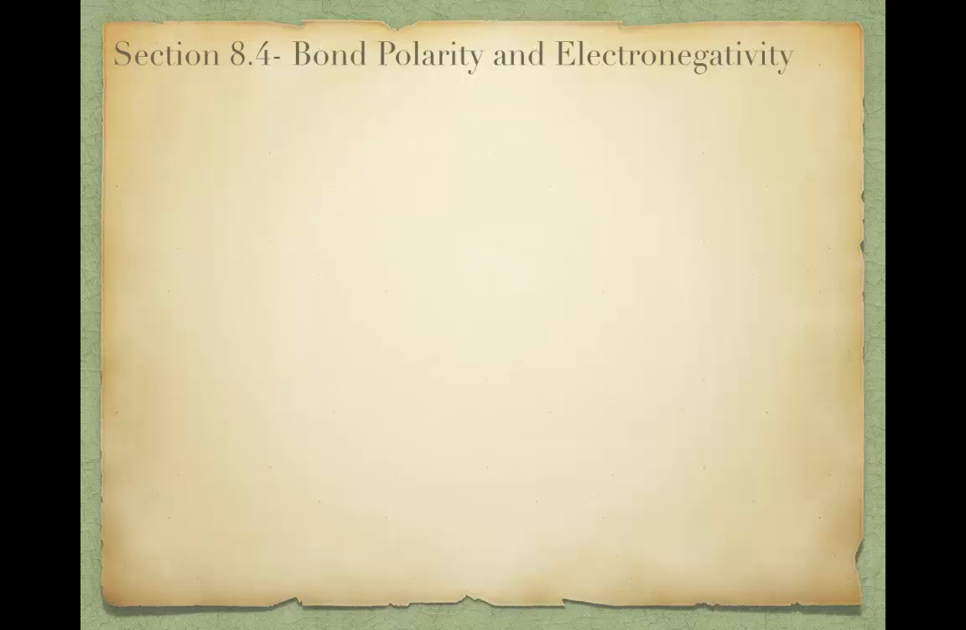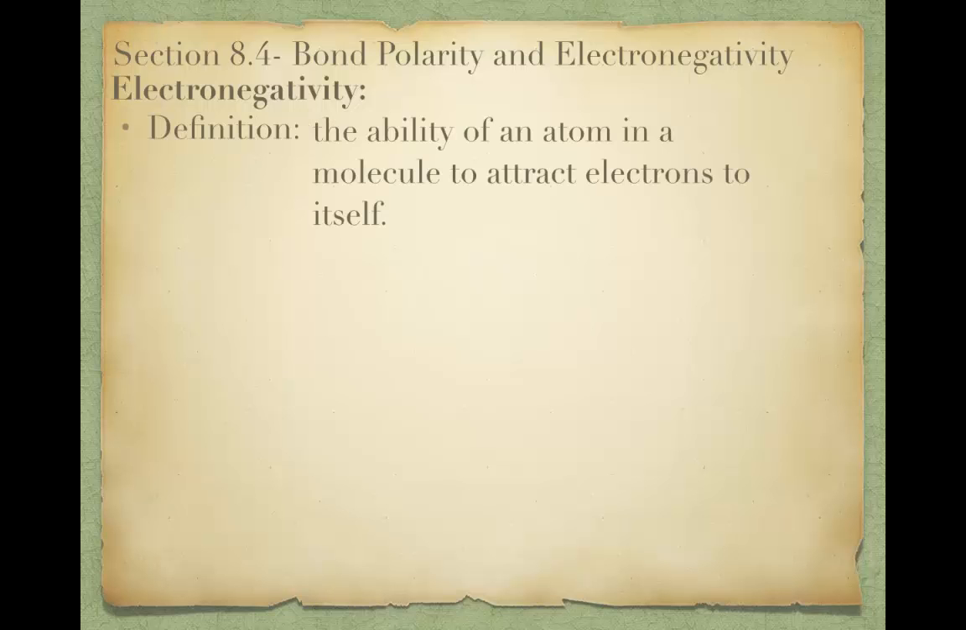In this section, we're going to be talking about bond polarity and electronegativity. In order to talk about the polarity of bonds, which we will get to, we need to define what electronegativity is. Electronegativity is the ability of an atom in a molecule to attract electrons to itself.